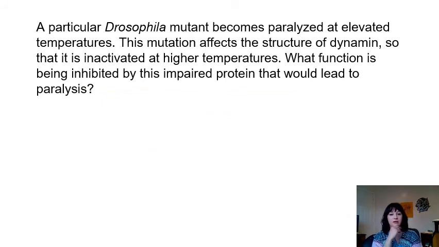Let's stop for a problem. Scientists are working with a mutant fly that at elevated temperatures becomes paralyzed. They know that the mutation is in the sequence for dynamin and it's affecting the structure of dynamin. The way this mutation works is that dynamin stops functioning at higher temperatures. So what function is being inhibited by this impaired protein that would lead to paralysis? Take a minute, pause the video, and think about this problem.